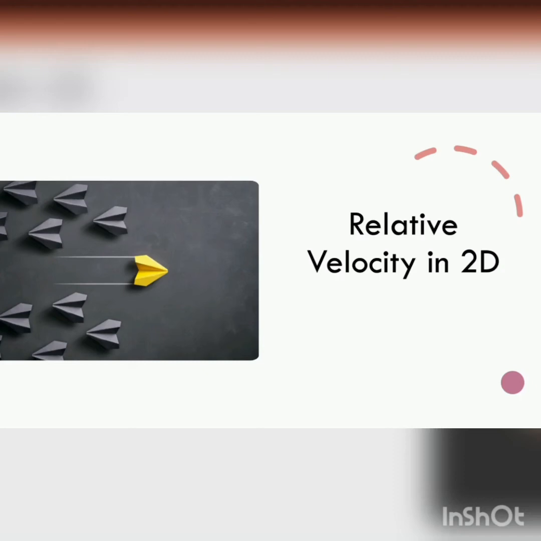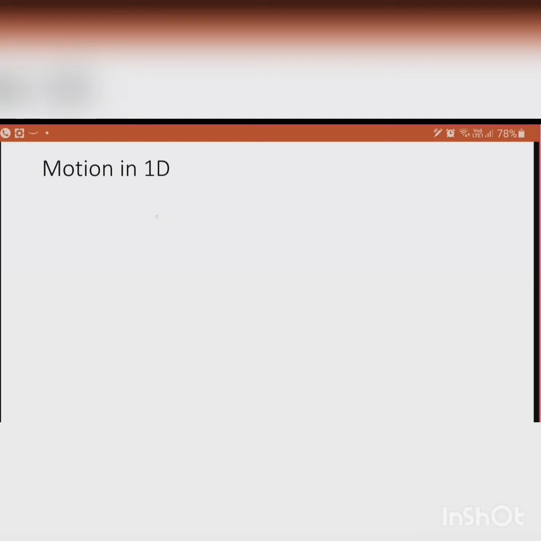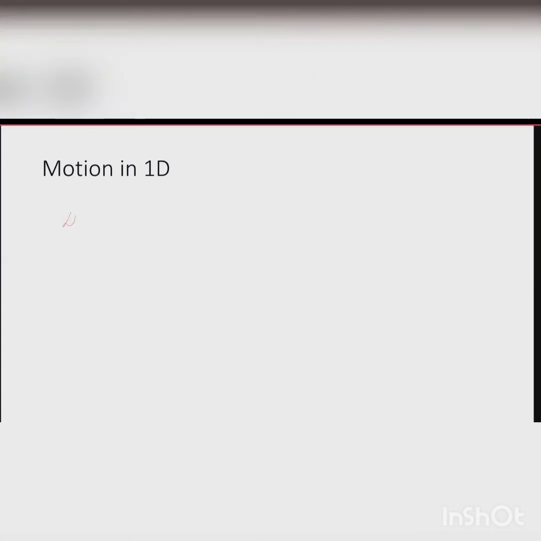Recap. When we were talking about one dimension motion, what were we doing? For displacement, what notation did we use? Suppose delta x is my displacement. Then I use x2 minus x1 as my notation for displacement.